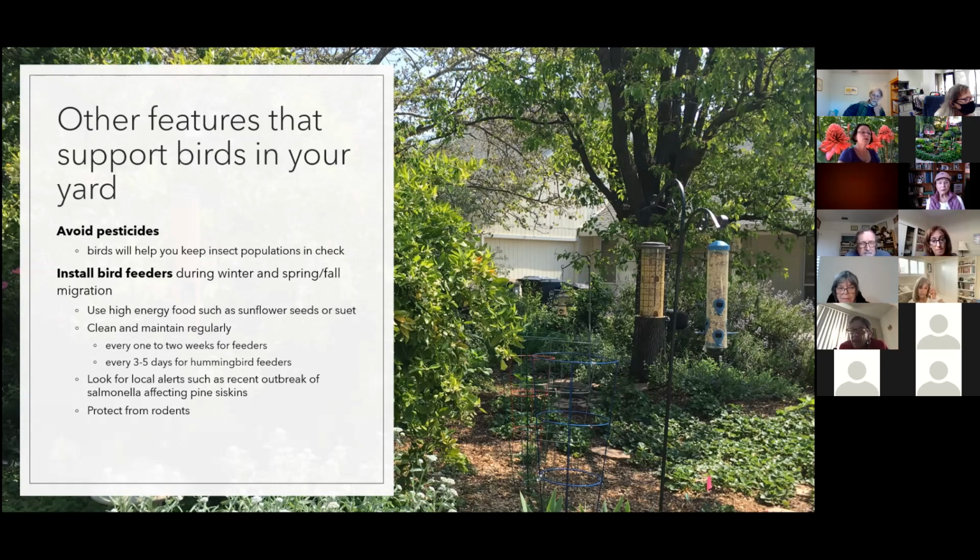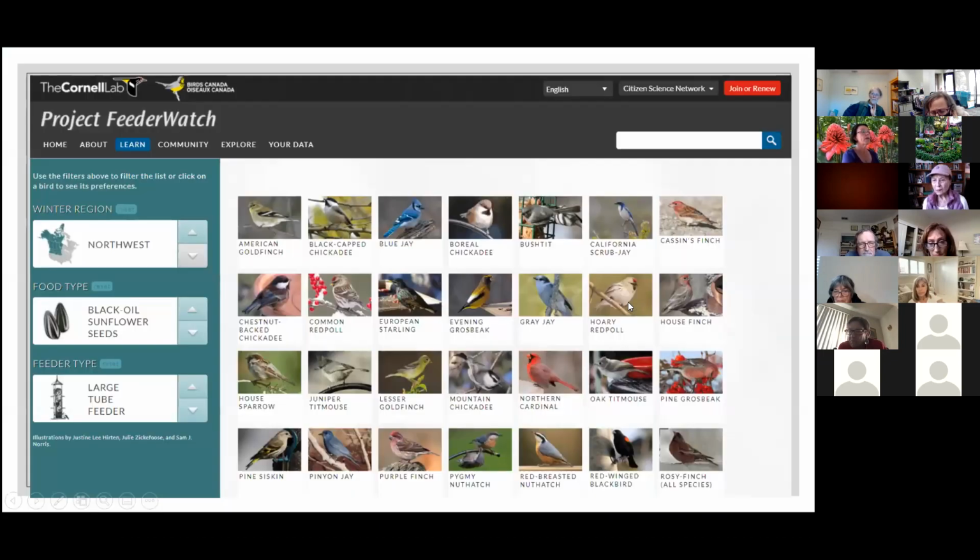And then you do want to look for local alerts like this last winter, there was an alert from Yolo Audubon that there was an outbreak of salmonella affecting some of those birds. So they actually asked everybody to take their feeders down for a while. So just want to be aware of that. And then also you want to protect them from rodents. So this long stalk that our birds are hanging on is so the rats or other rodents can't climb up this and come and clean this out instead of your birds.